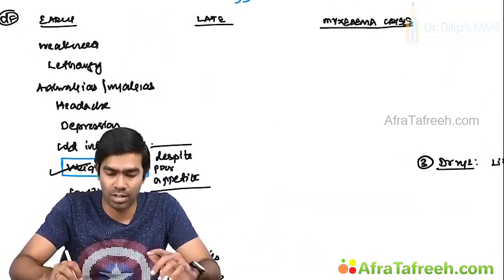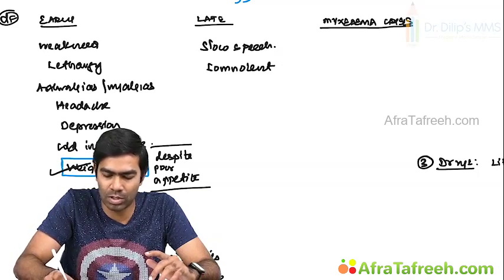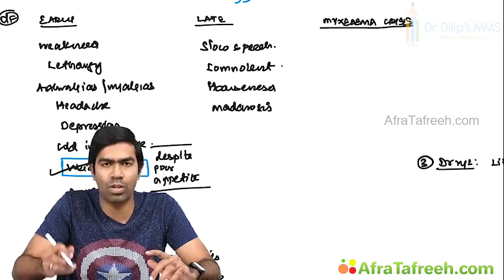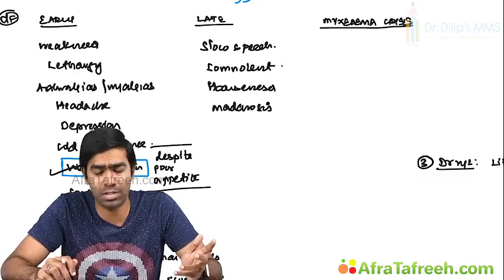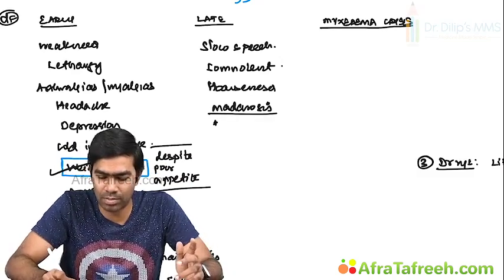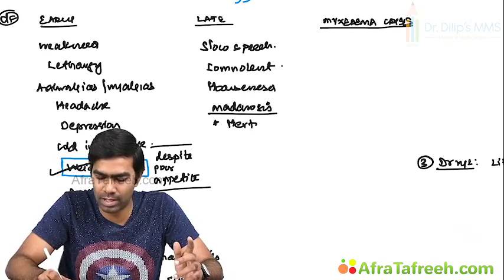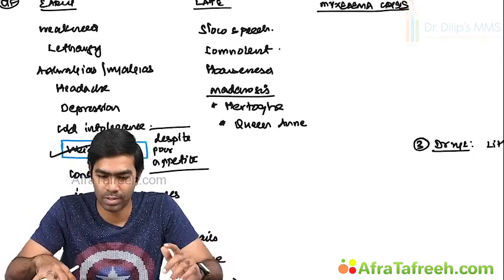What are the late features? Late features include slow speech, and the patient will be somnolent, very sleepy all the time, and hoarseness of voice. Madarosis, especially in the outer one-third of the eyebrows, this area. They lose the hair, but the mechanism is not clearly known. But this is referred to as something called hertoghe sign. Very important for your practical exams. Hertoghe sign, otherwise referred to as Queen Anne sign, because Queen Anne looks something like that in pictures. That's why Queen Anne sign.